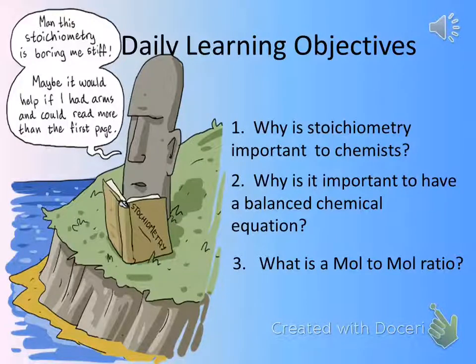For today's day in review, you should be able to answer the daily learning objectives. Why is stoichiometry important to chemists? Why is it important to have a balanced chemical equation? And what is that mole-to-mole ratio?